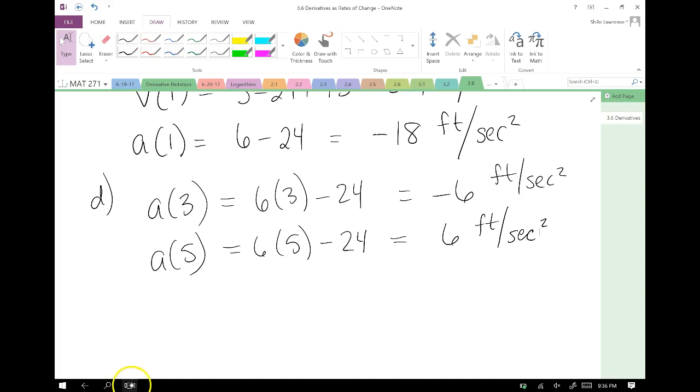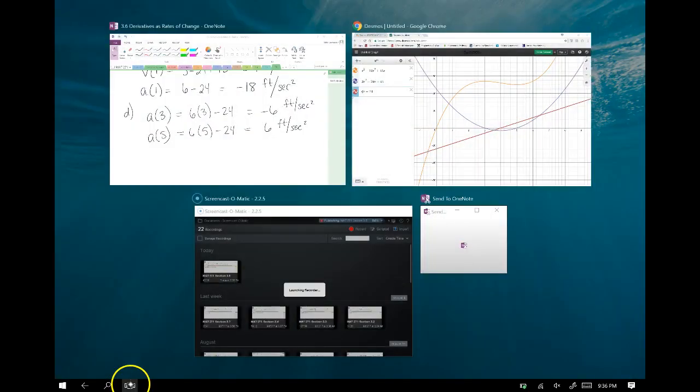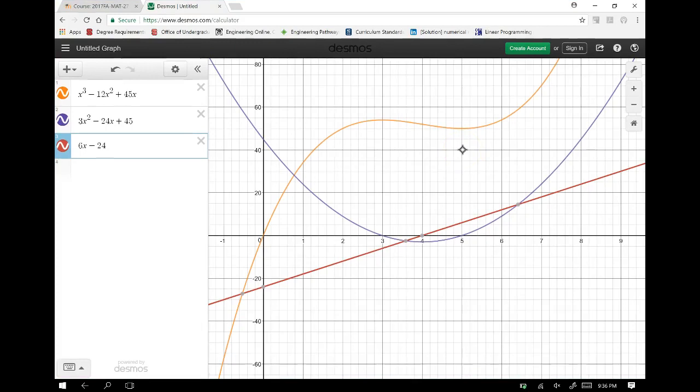And again, we can look back at our graph, and here is when velocity is 0, and I can trace that down to my acceleration graph, and it says at 3, my acceleration is negative 6. And then here is my velocity graph being 0, and I can trace it up to my acceleration graph, and it says positive 6.